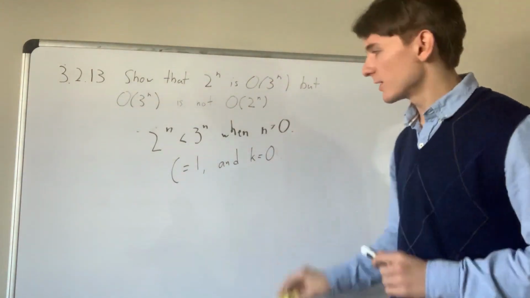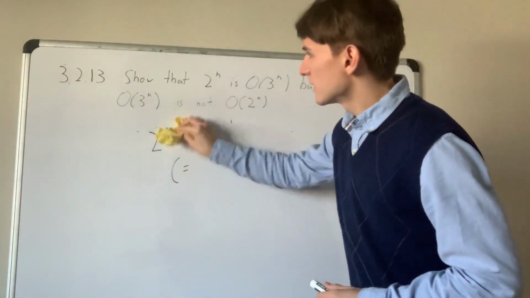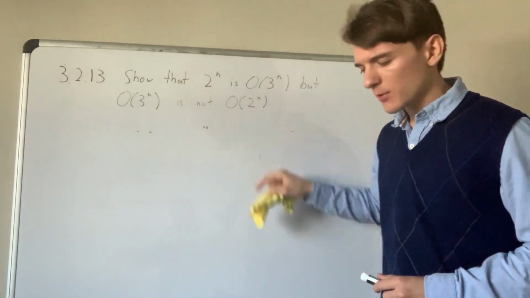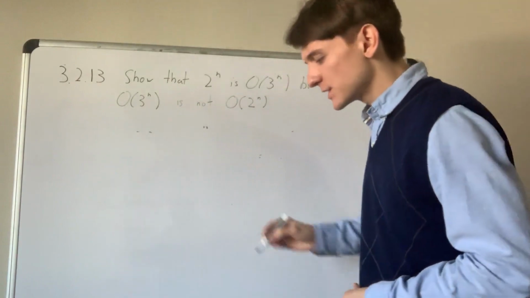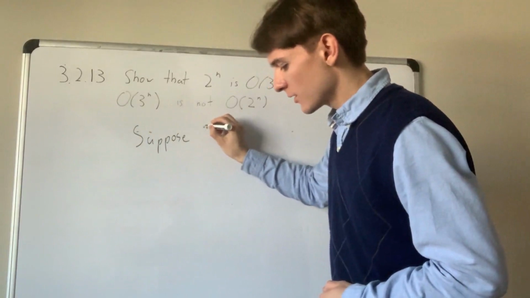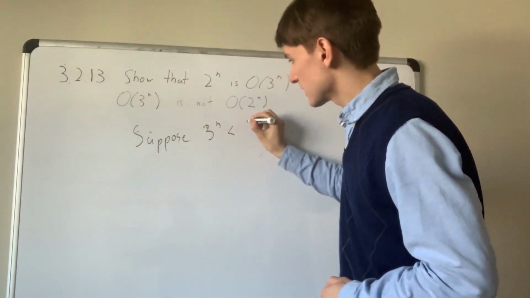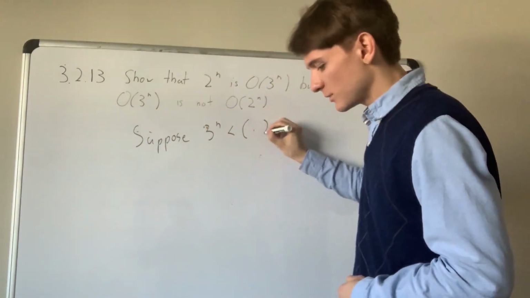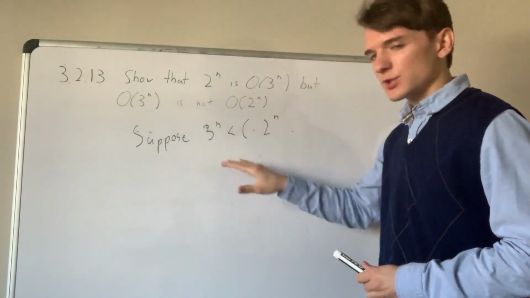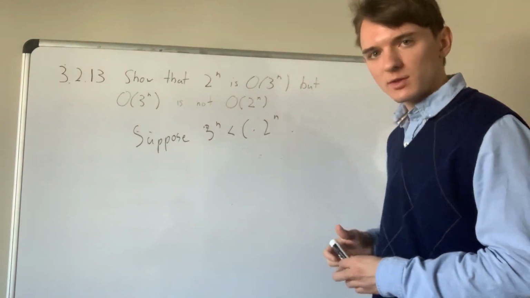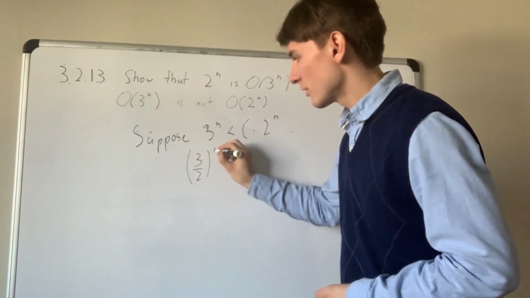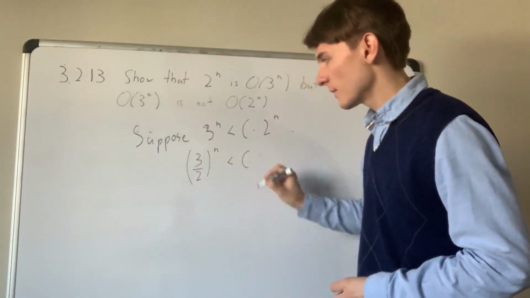Okay, so let's do the next part now. Is 3 to the power of n big O 2 to the power of n? Well, we have to show it's not. So let's suppose 3 to the power of n is less than some constant c times 2 to the power of n. We just do some algebra. We divide both sides by 2 to the power of n, and we get 3 over 2 to the power of n, which is less than constant c.